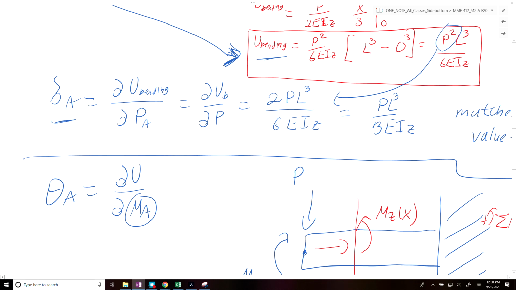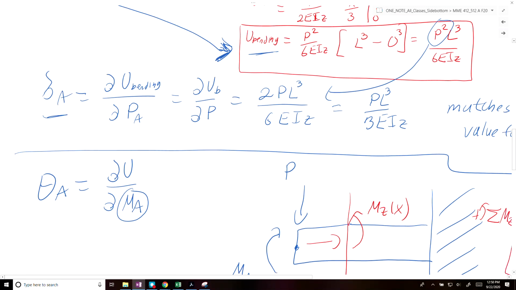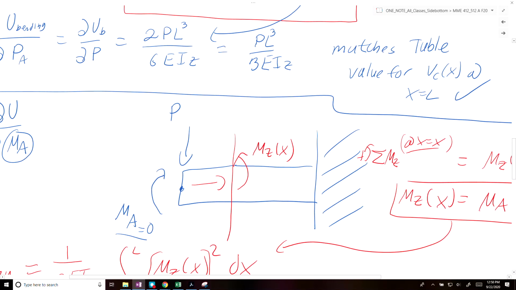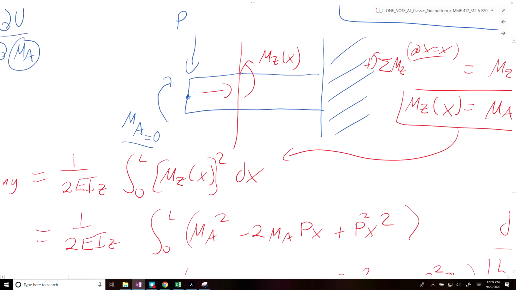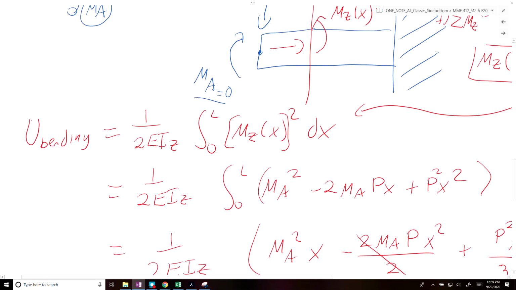The second thing we then did is we needed to find the slope at that point. So we knew that the slope had to be the partial derivative of the total bending energy with respect to the moment applied at that point. In order to do that, we had to apply a fake moment at that same point, point A, and we then calculated our Mz of x term, which would be a function of ma plus our actual applied force. We plugged that into our bending moment equation, and we were able to solve for our strain energy due to the bending moment.